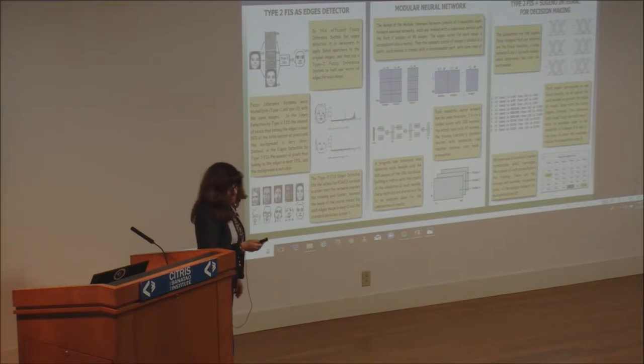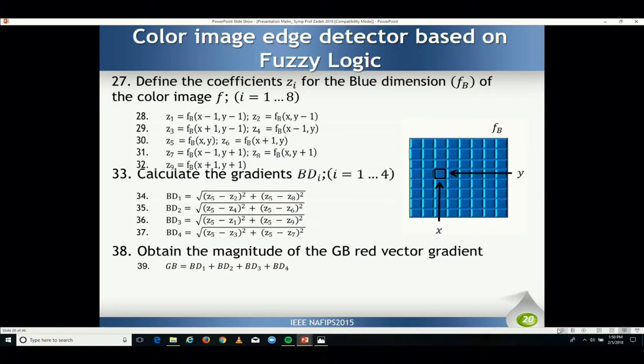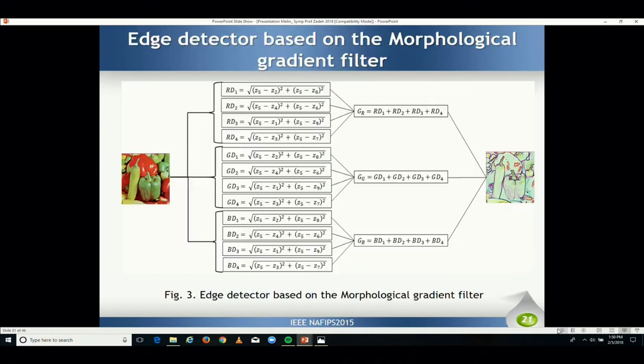And here we have the interval Type-2 fuzzy logic as edge detection, the modular neural network, and pseudo integral as fusion of modules to obtain the final results. And this is, for example, the color image edge detector that we are working on, defining the coefficients for the dimension and all of the information for combining the fuzzy with the gradient vectors and construct the information for, for example, this image to construct only the edge detection. With this we extract only important information, and with this it can be easier to construct the system that we are doing.